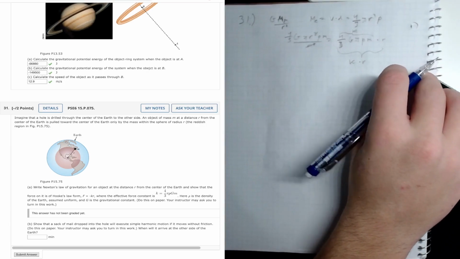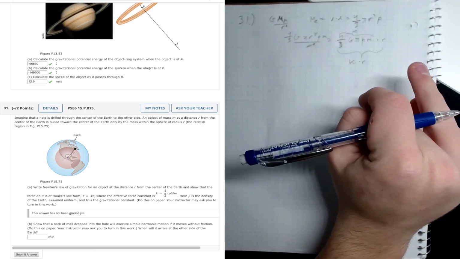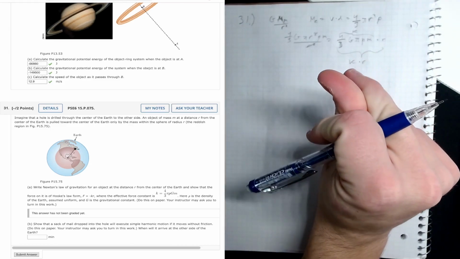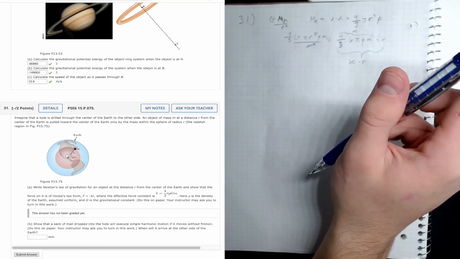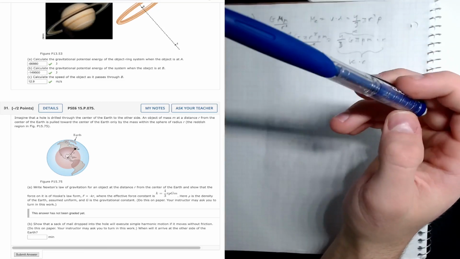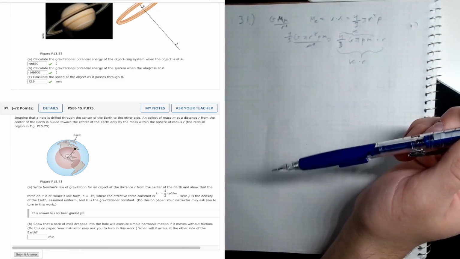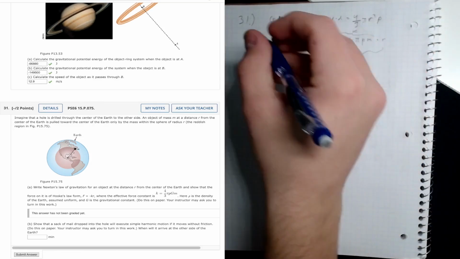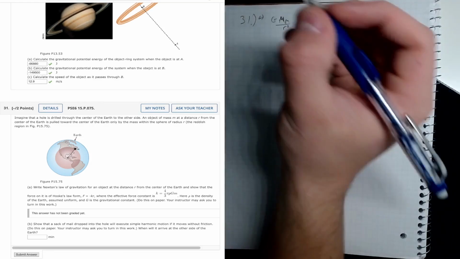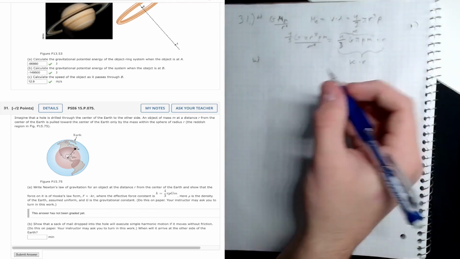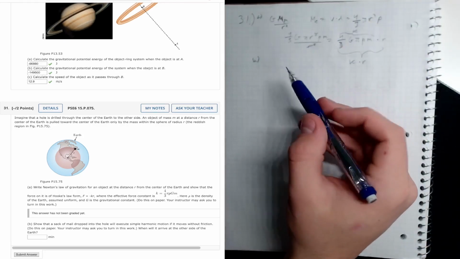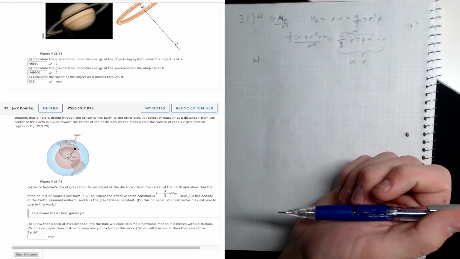Now, the second part of this question: show that a sack of mail dropped into the hole will execute simple harmonic motion if it moves without friction. That I do not know how to show. I'll ask my teacher about that, but I don't know how to do it on paper.